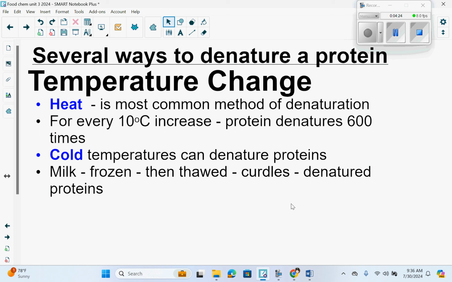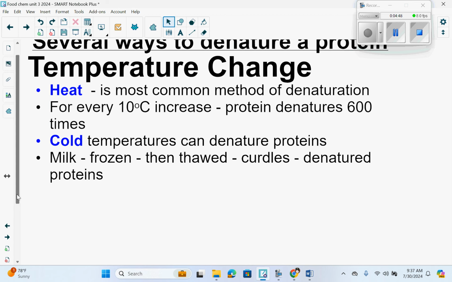There are several ways to denature a protein. Temperature change. Heat is the most common method of denaturation. So for every 10 degrees Celsius increase in temperature, a protein denatures 600 times. Cold temperatures can denature proteins. Milk, if it's frozen and then thawed, might curdle, right? And that curdling is your denatured protein.